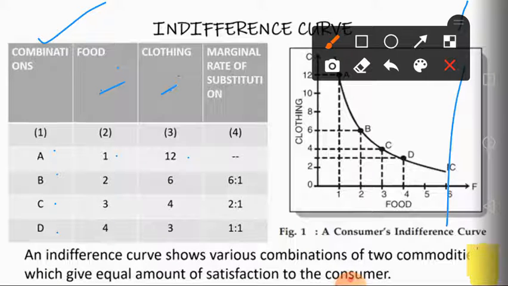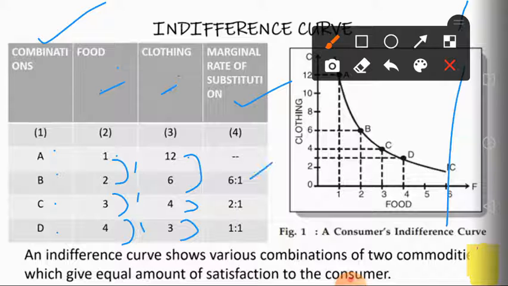But here the important point is that there is a column given in the fourth column, marginal rate of substitution. What does it mean? It means if we want to gain more of food, we have to sacrifice or substitute a few units of the other good, that is clothing. So when we reduce the clothing from 12 to 6, we get one extra food. Again when we reduce 6 to 4, we get one extra. And again when we reduce 1 unit of clothing, we again get one extra food.